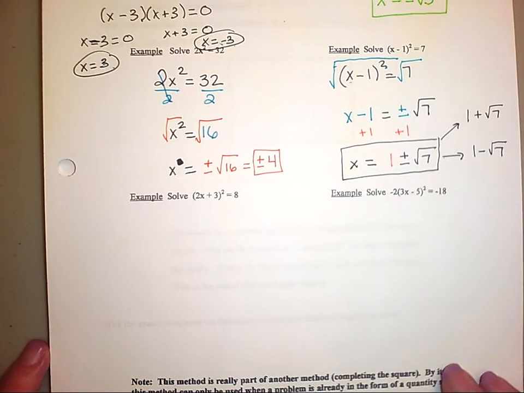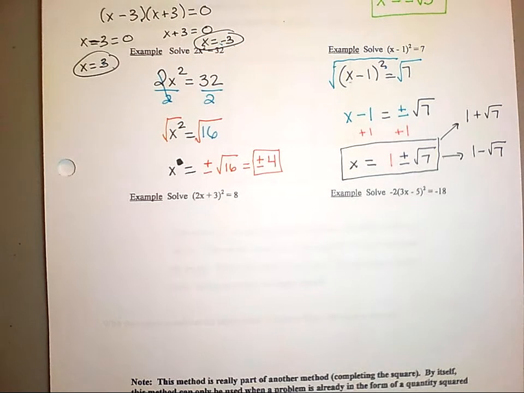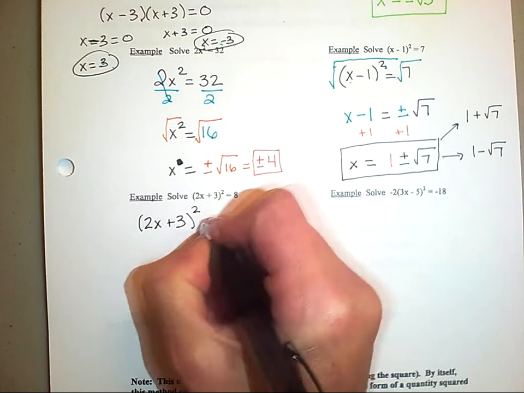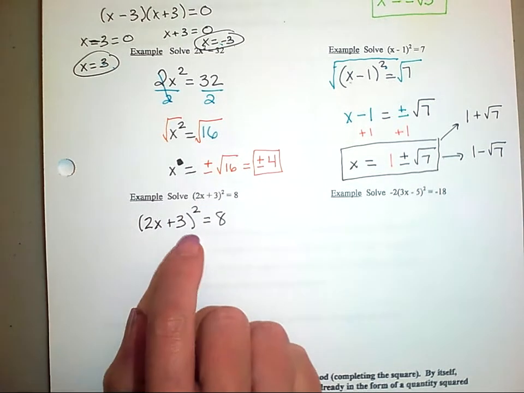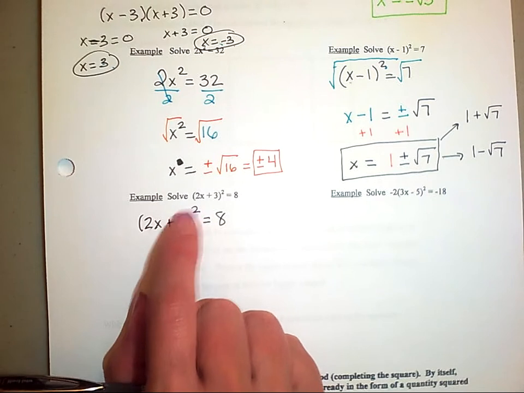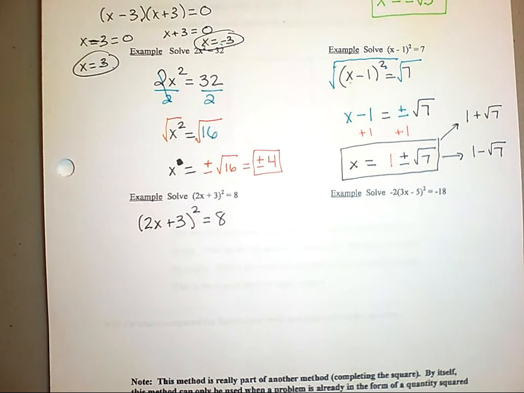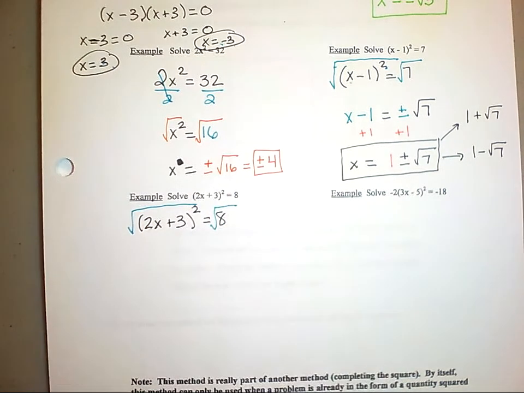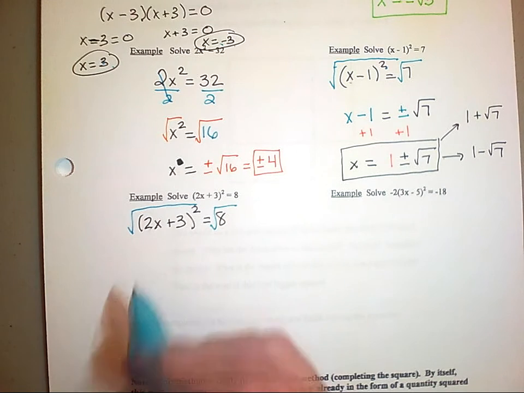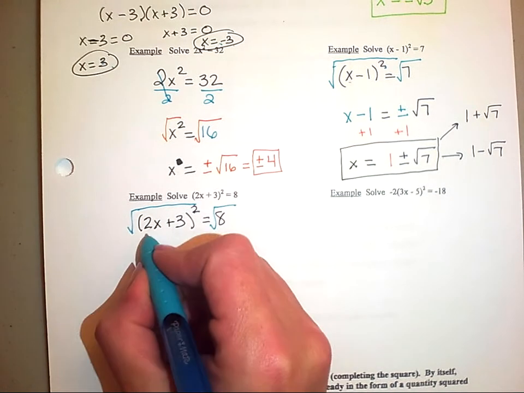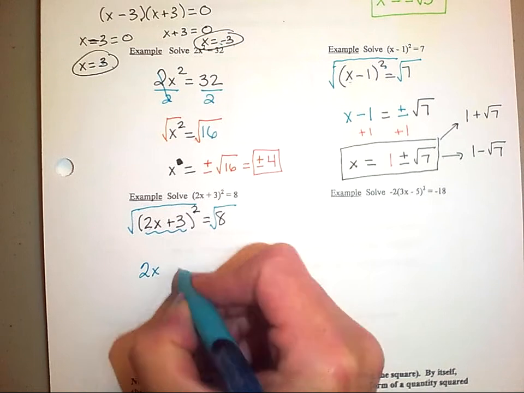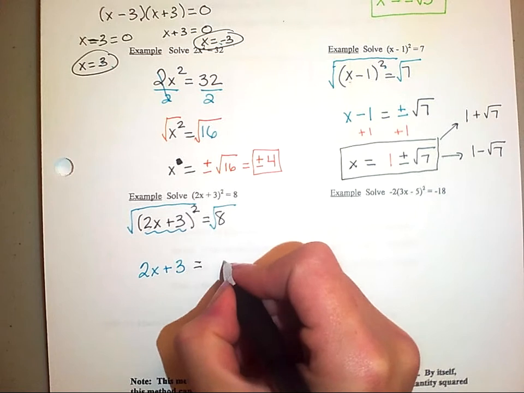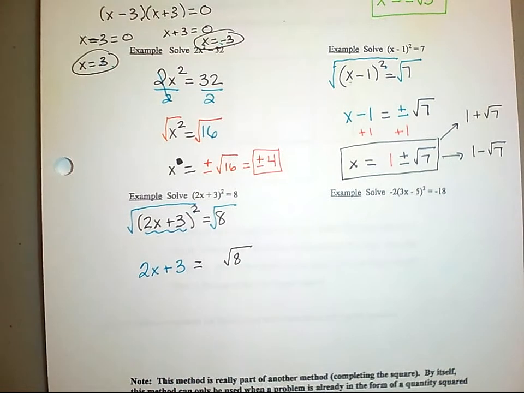Okay. So let's do the same with this. Let me rewrite it so we can see it a little bit better. Here, my quantity is being squared, and it's isolated. There's nothing being multiplied outside of here. So we can take the square root of both sides again. Now, the square root and the squaring will undo each other, so we'll just be left with 2x plus 3 is equal to the square root of 8. But remember, we need that plus or minus there.